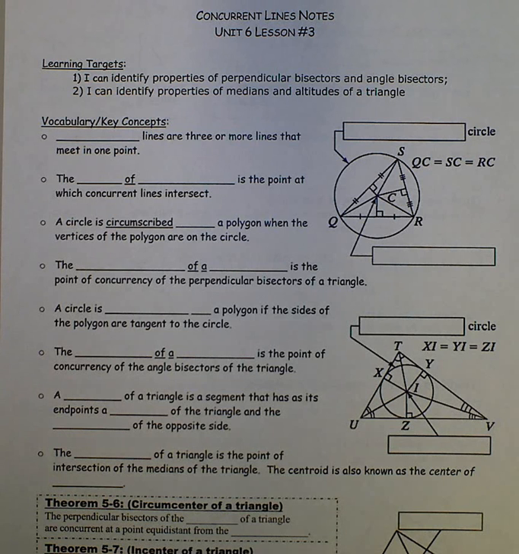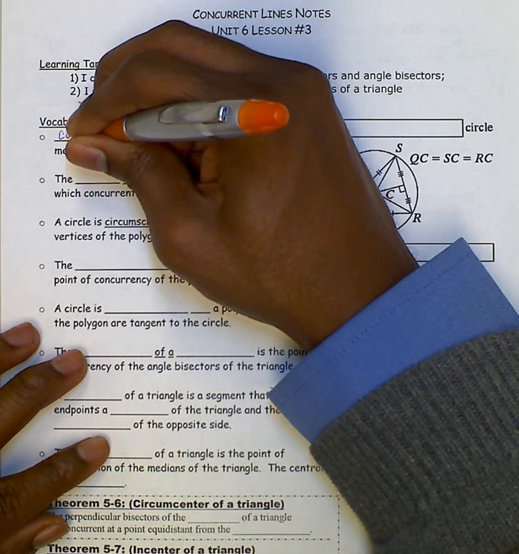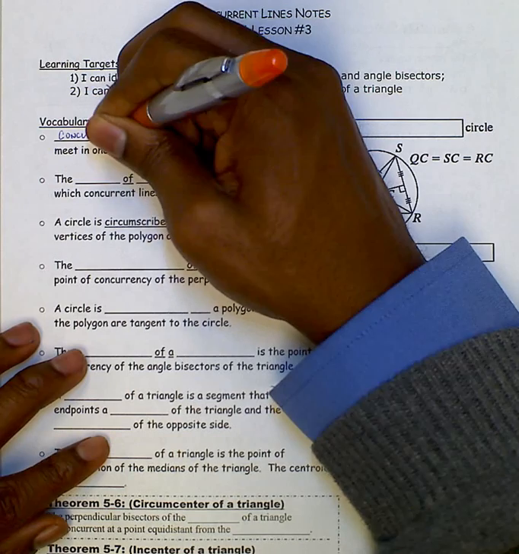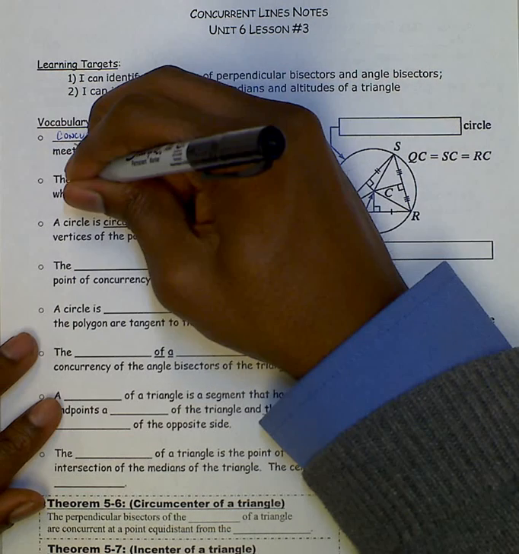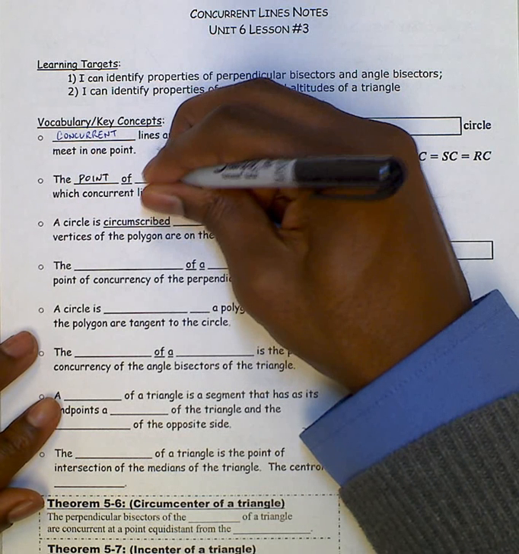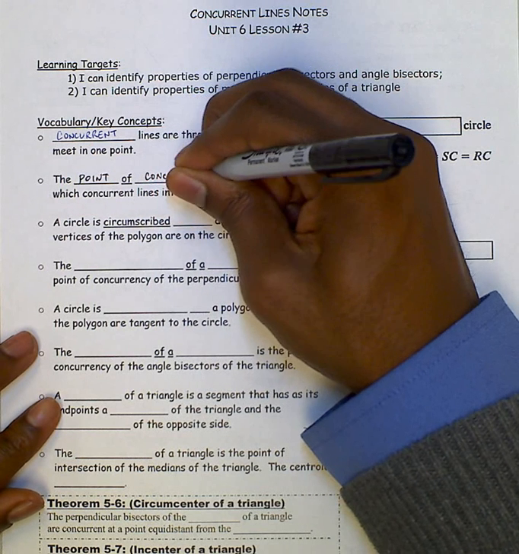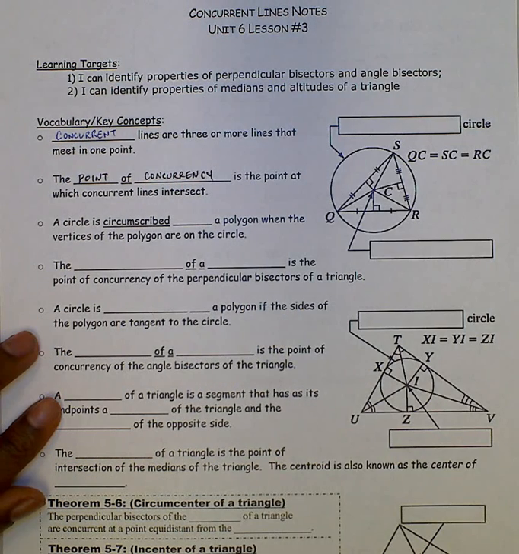Alright, so here's some vocabulary terms that we'll have to talk about. Concurrent lines. Concurrent lines are three or more lines that meet at one point. Okay, the point that they meet at is called the point of concurrency, the point at which concurrent lines intersect. Okay, so we're going to talk about our first concurrent lines here.